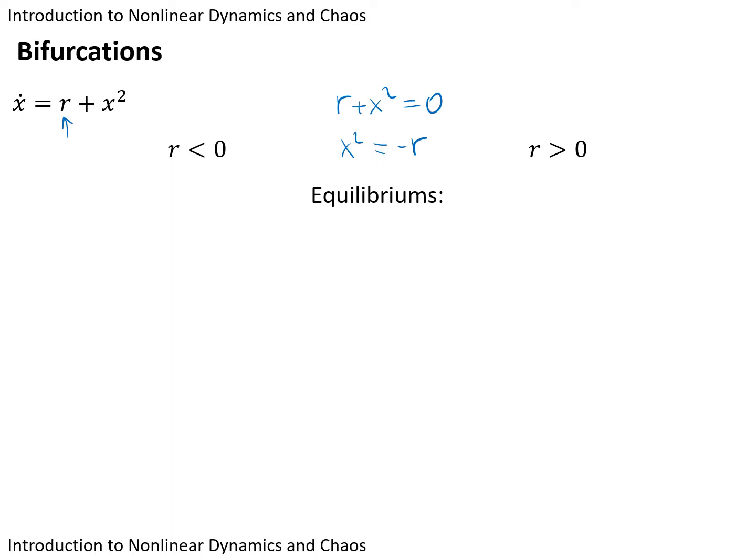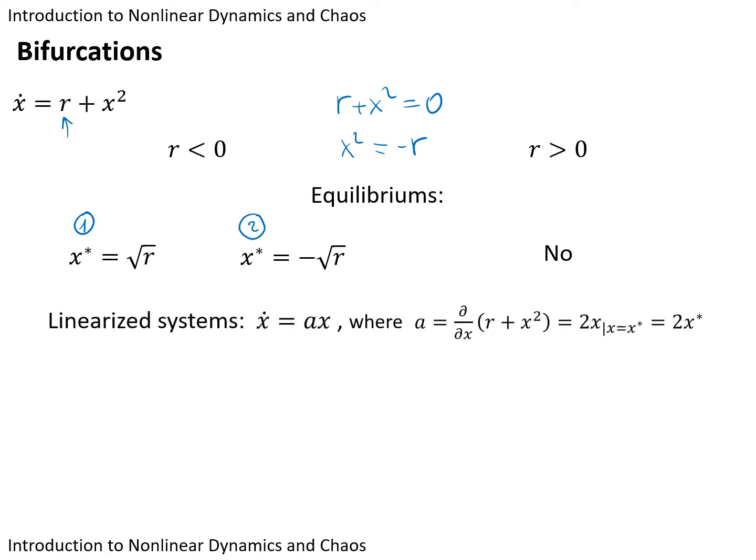In the case when our r is negative, we will have two equilibrium points. X star is our notation for that. So let's denote this is the first point and this is the second equilibrium. In the case when r is positive, there is no equilibrium.